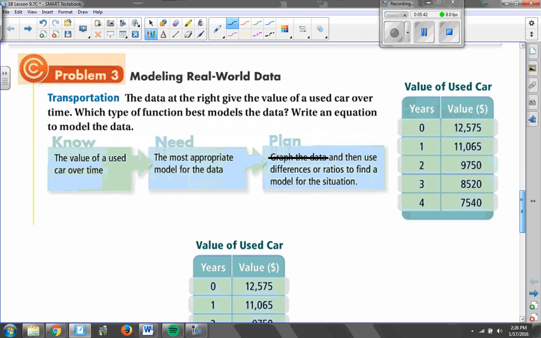Now, let's get into this example problem here. They give us a table of data at the right. They give the value of a used car over a number of years, so the number of years that it's been out, that it's been being driven. Which type of function best models this data? Write an equation for that model for this data.